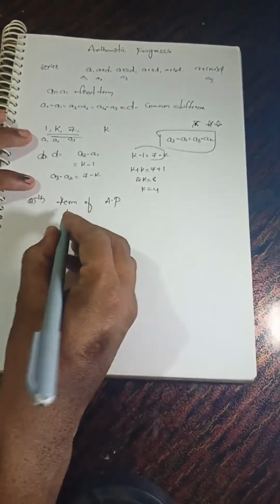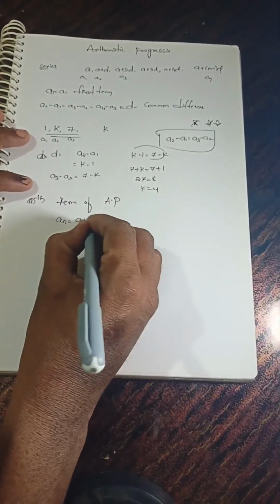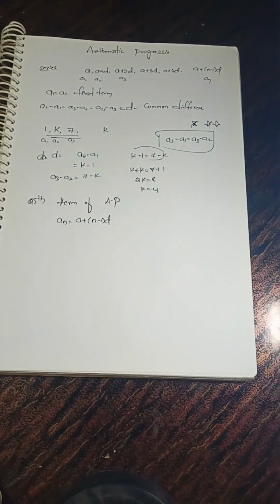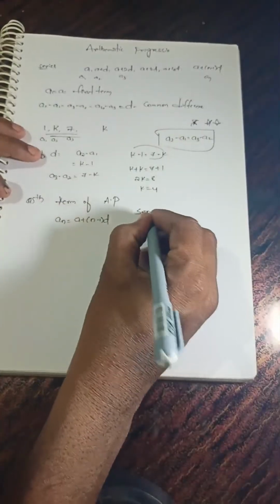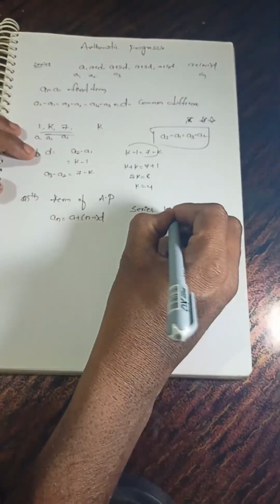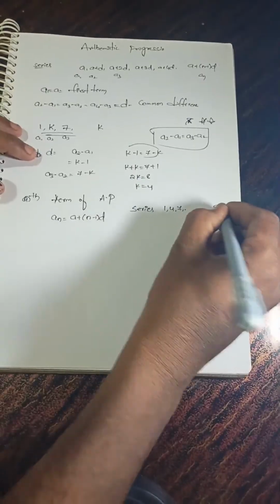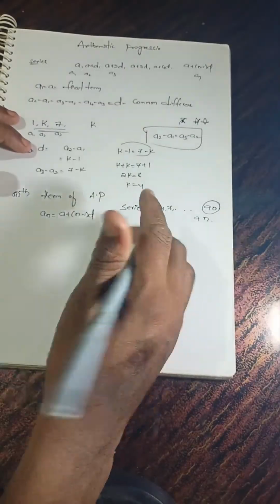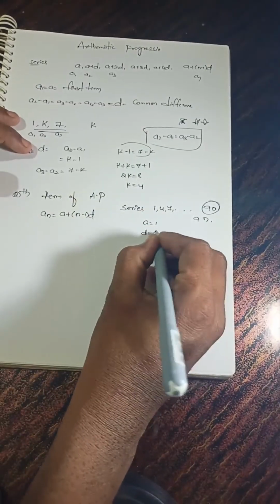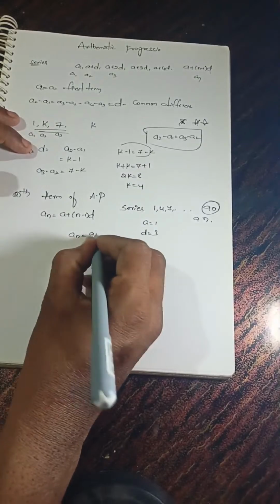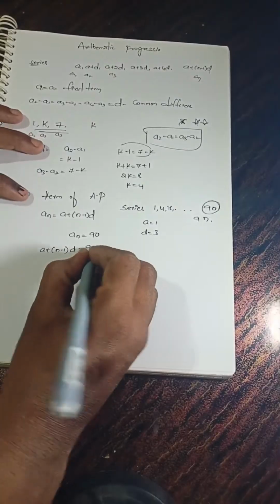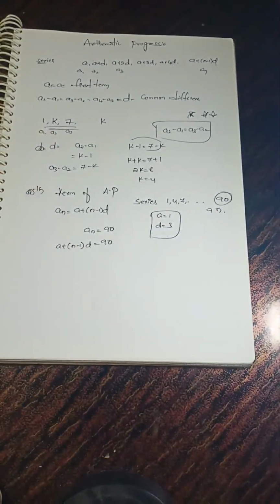What is the nth term of an AP? An equals a plus n minus 1 into d. When we are using these values, for example, the series 1, 4, 7 and so on up to 90, this becomes the an value. How many terms are there? We know the a value is 1, the d value, the common difference, is 3, and an we are taking as 90. Here we substitute a plus n minus 1 into d. You substitute the a value and the d value, and you are going to get the answer. That's it. That is how to find the n value.